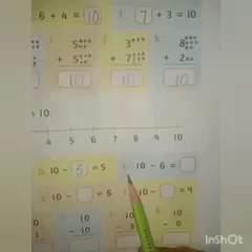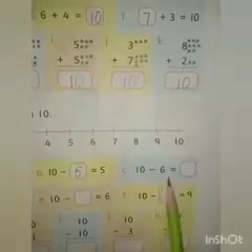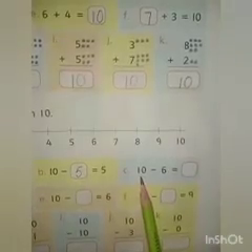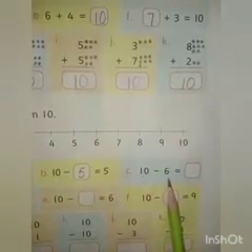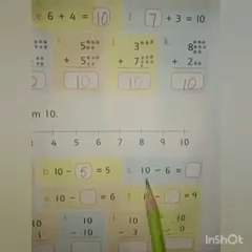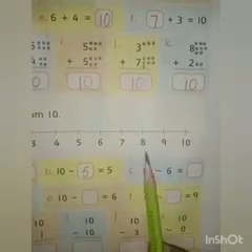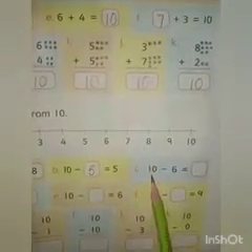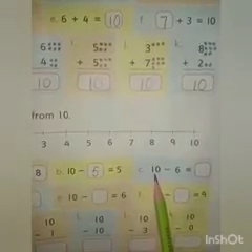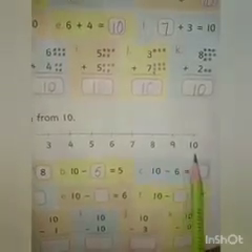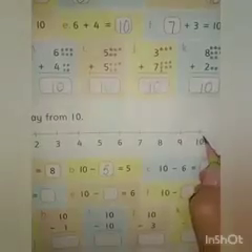Next one. Point C. Here we have two numbers. First number is 10 and the second number is 6. We have to subtract these two numbers using the number line. Our first and bigger number is 10. And we are going to find number 10 on the number line. Here is the number 10. Circle it.